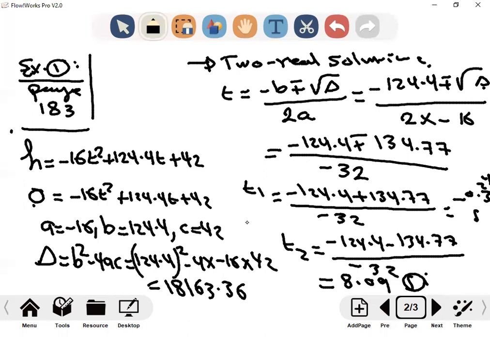What's the logical solution here for the pumpkin to be on the ground? Can the time be negative? Can I say that after negative 2 hours, I will go home? Right? So this solution is ignored. Why? Because t is the time, and time cannot be negative. But this solution which we want, what does it mean? This means that the pumpkin was here, and after 8.09 seconds, it will be on the ground. Got it?